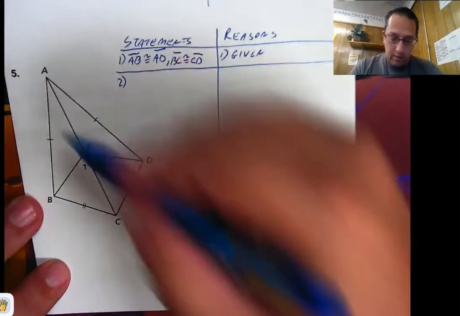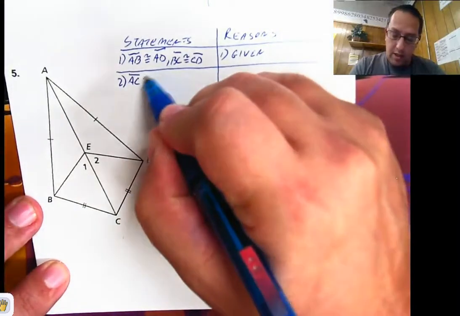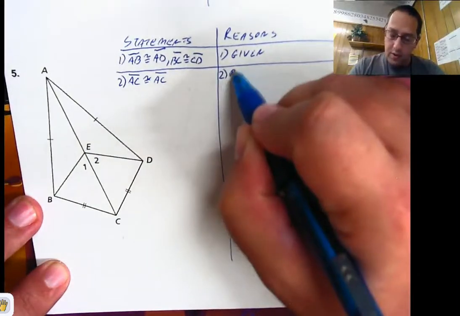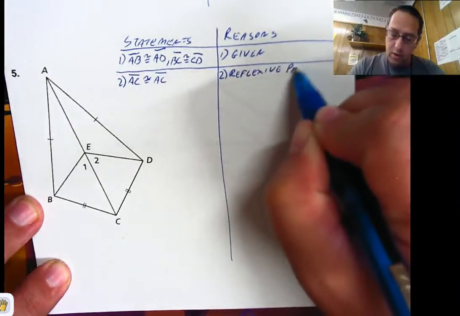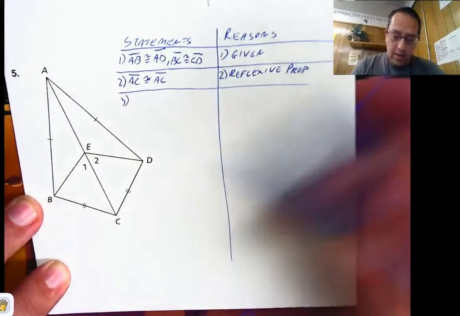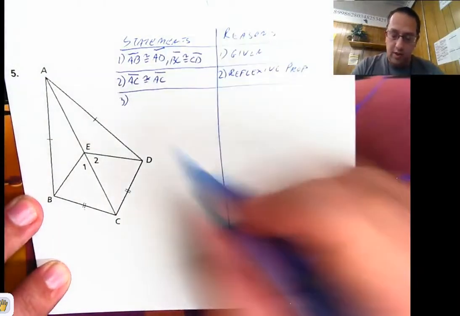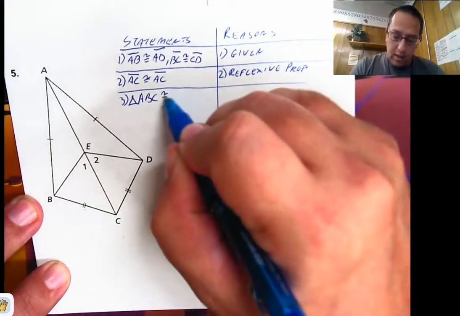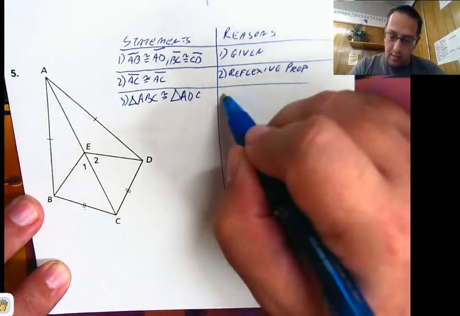So first, I'm going to say that segment AC is congruent to segment AC, because that is the reflexive property. Alright. Next, that gives me 1, 2, 3 sides of one triangle congruent to 1, 2, 3 sides of the other one. So I can say triangle ABC is congruent to triangle ADC by side, side, side.